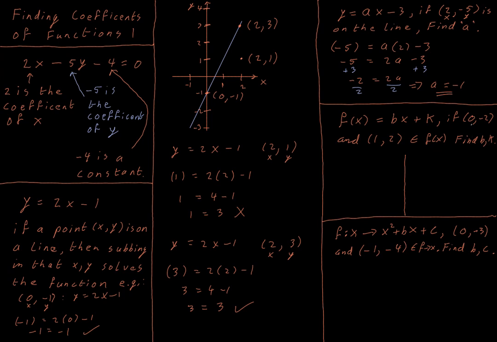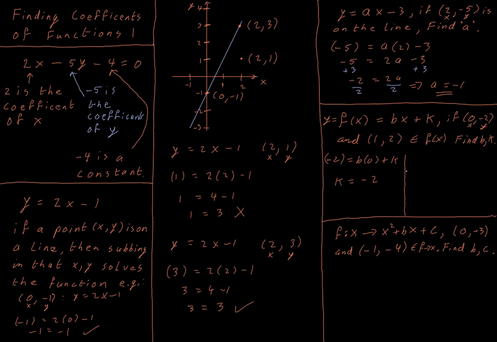If I ever get something that has a 0 in it, I'm going to try and use it first, because 0 is going to tend to get rid of stuff for me, particularly a 0x. Here is going to leave me with an equation that only involves k. So I'm going to start off with 0, -2 with my x and y. And I know that f of x is the same thing as y. It's another way of writing the same thing. So I have -2 is equal to b on 0 plus k. So k just ends up being equal to -2.